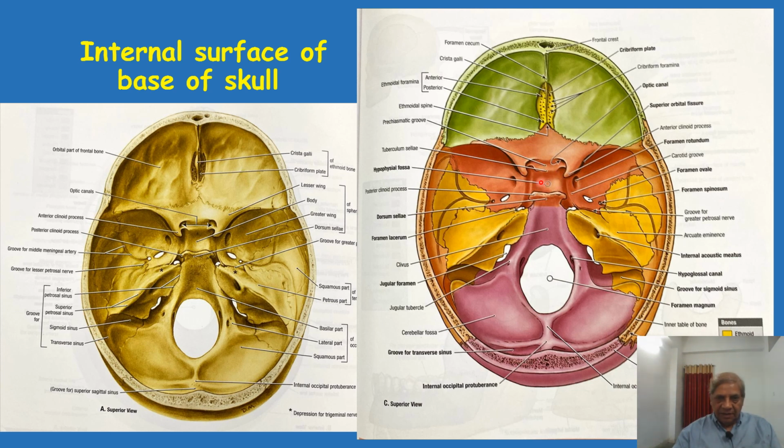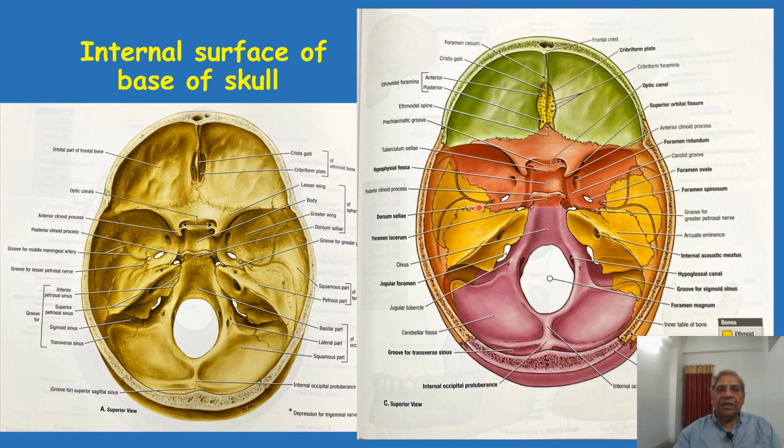Okay. Then on either side of the pituitary fossa there is a tunnel-like foramen which is called the foramen rotundum. Posterolateral to the foramen rotundum, he will ask the name of this foramen which is oval in shape, so you call it foramen ovale. And still posterolateral to this there is a very tiny foramen seen here in this skull as well as in this skull also. This is the foramen spinosum.